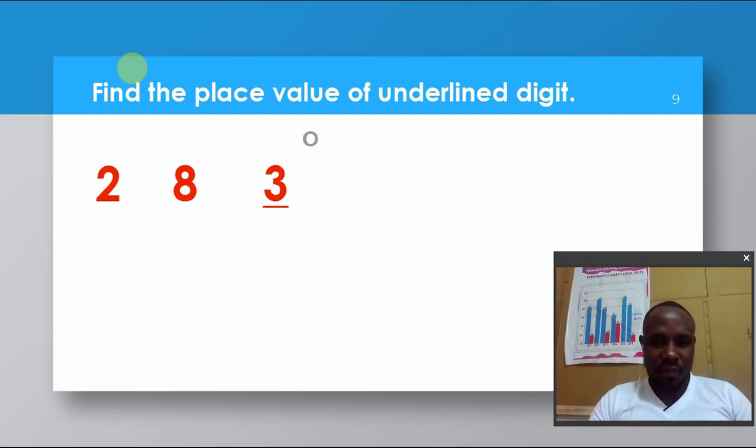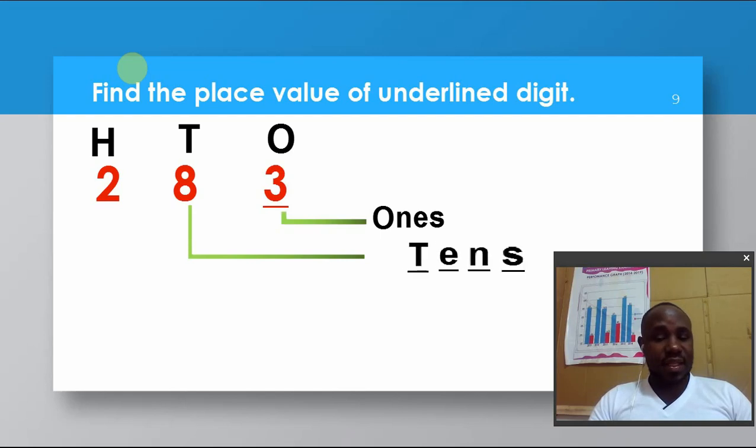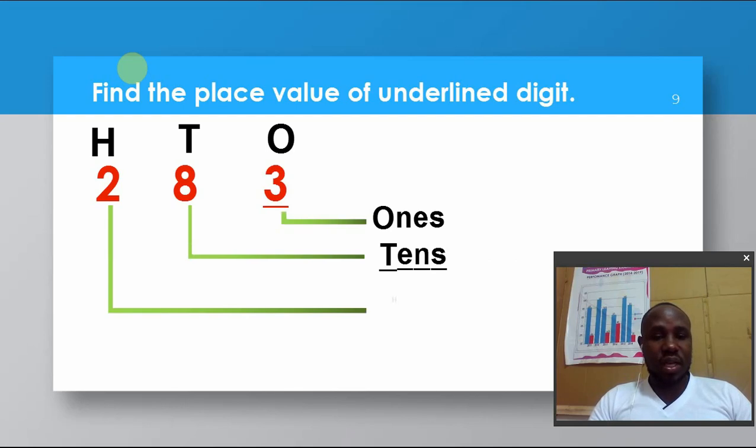The first one is ones. Good. The second one is tens. Good. Then the last one is hundreds. Can you go on and give them the place values? The first one, its place value is ones. The second one, the place value is tens. Then the next one is hundreds.